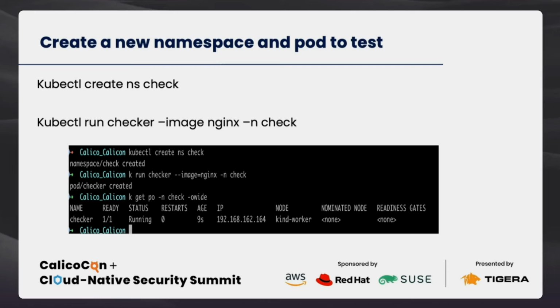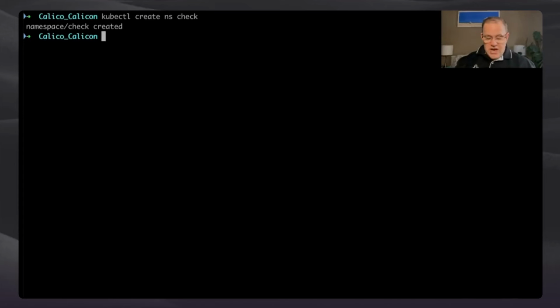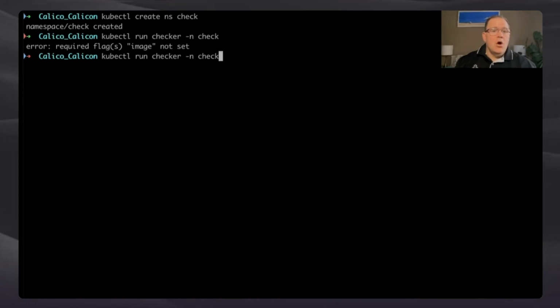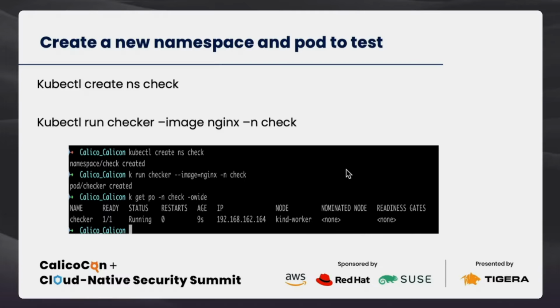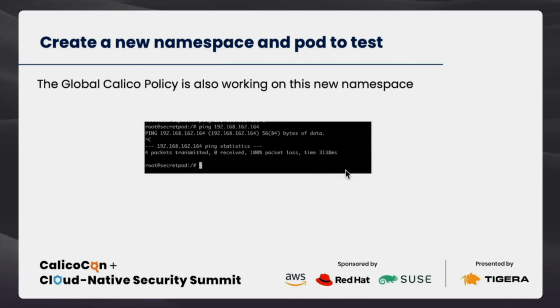So we're going to call this pod checker, and it's going to be in the namespace check. So kubectl run checker in the namespace check that we just created. Okay. Oh, it would help if I told it what image we're going to use. Image equals nginx. All right, there we go. All right, so that'll be running. And what we're going to do is show you that this also is going to be blocked.